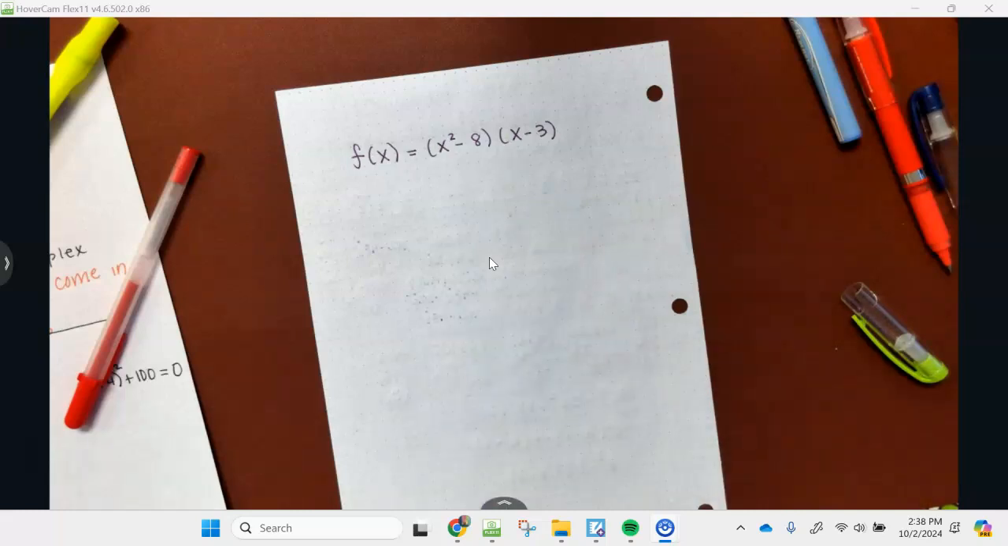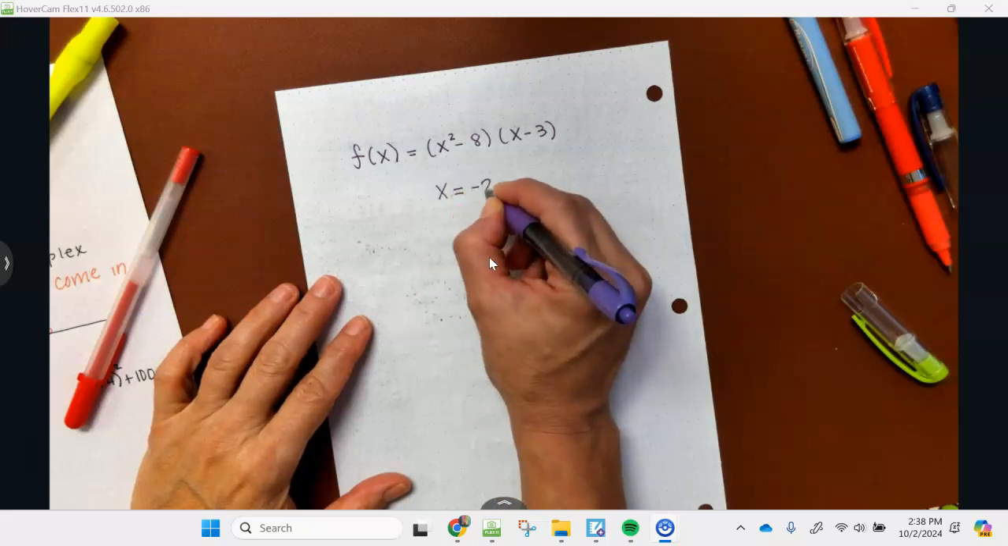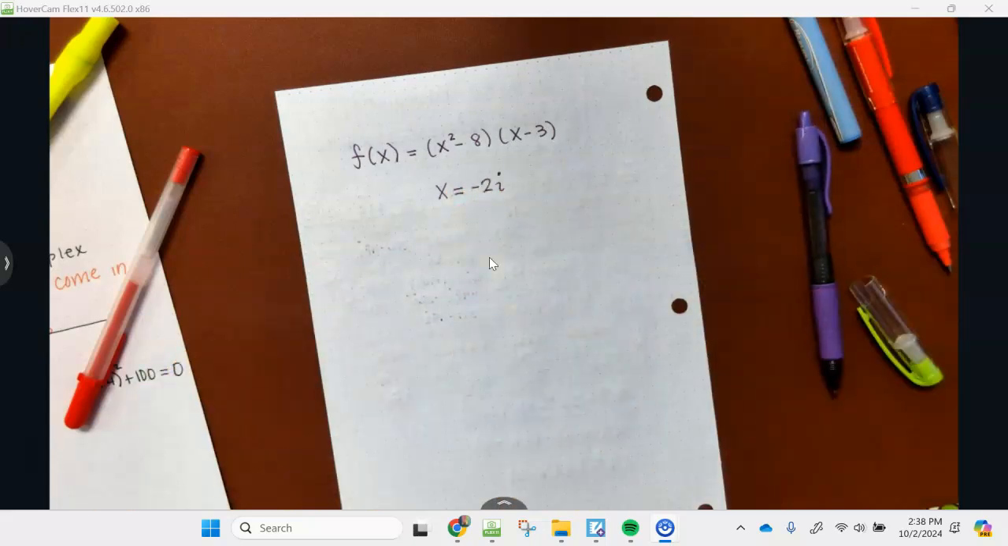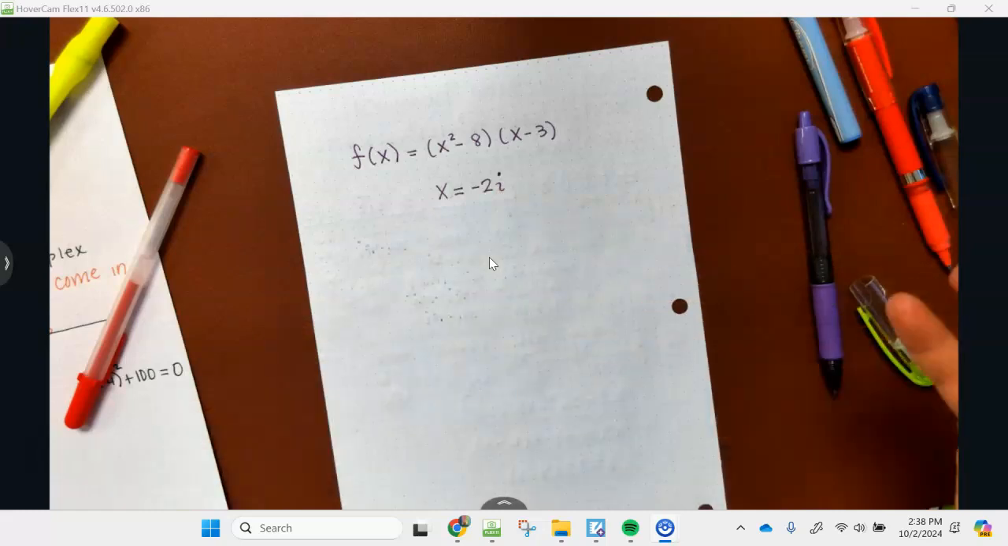This process is always the same every single time, never changes. You're going to get that from the given answer. What given 0 did they give you? Negative 2i. I's always come from square roots. We're going to work backwards. This has been square rooted to make that. Let's work backwards. Let's square both sides.